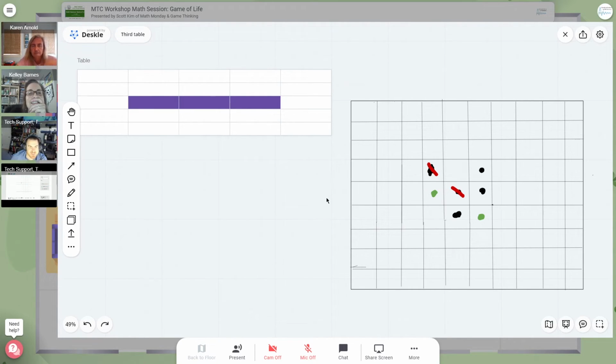Cool. Let's do 6. 4, 5, 6. Big block. So we know what's going to happen to the two in the middle. Actually, all four in the middle are going to die, right? And then two more on the ends are going to grow. Everything except the corners is going to die, isn't it?